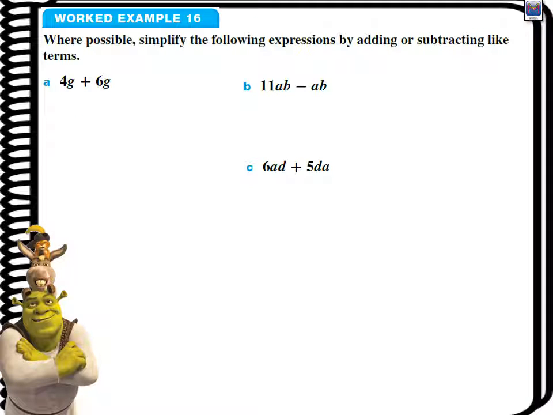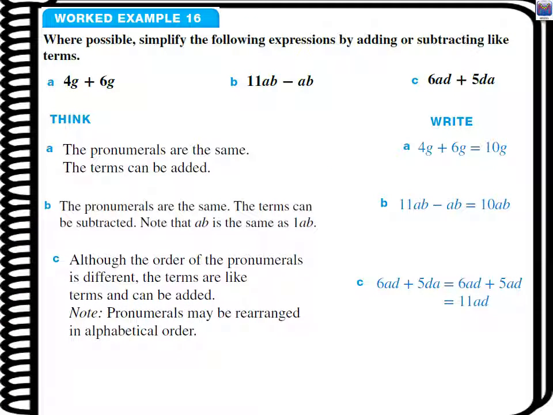So, what do we do? Let's have a go at some of them. Here's some examples. 4g plus 6g, they're both g's, they're both like terms, so the coefficients, which is the number in front there, can be added. 4g plus 6g is 10g. Part B, they're both ABs. You've got 11 of them. Now there's no number here, so we assume there's a 1 in there. 11 minus 1 is 10 AB. Same here. We've got 6 of them plus 5 of them. We've got 11 of them, and write your AD in alphabetical order.